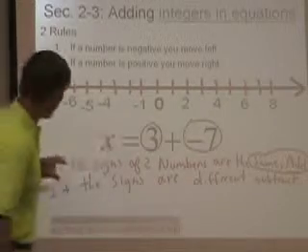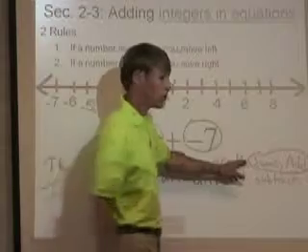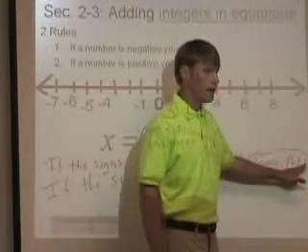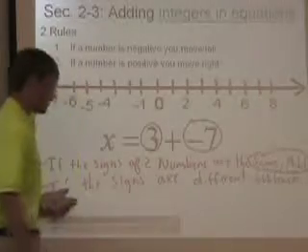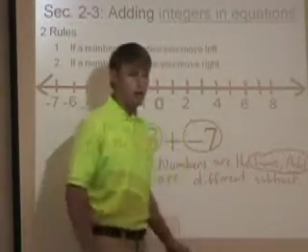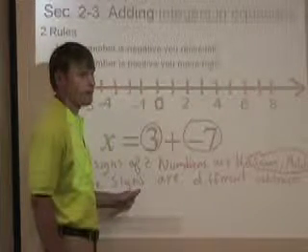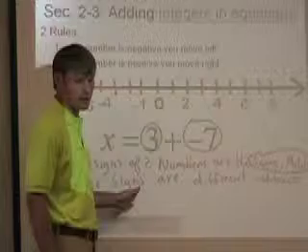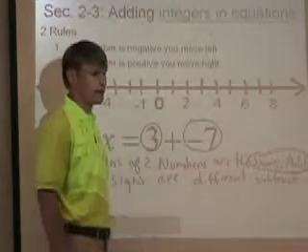Okay, so I gave you two rules. If the signs of two numbers are the same, you do what with them? Add. It's right here on the board. Now, if the signs are different, then what do you do? Subtract. Now, you need to know that if you subtract, you keep the sign of the number with the greatest absolute value. Which of these two numbers has the greatest absolute value?